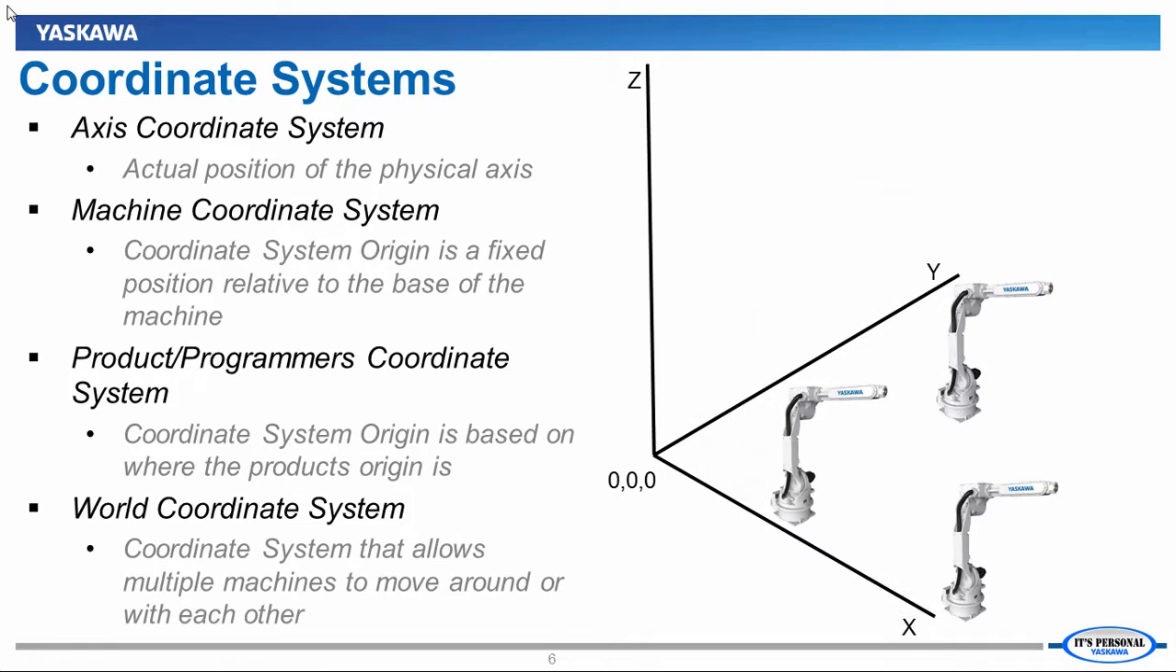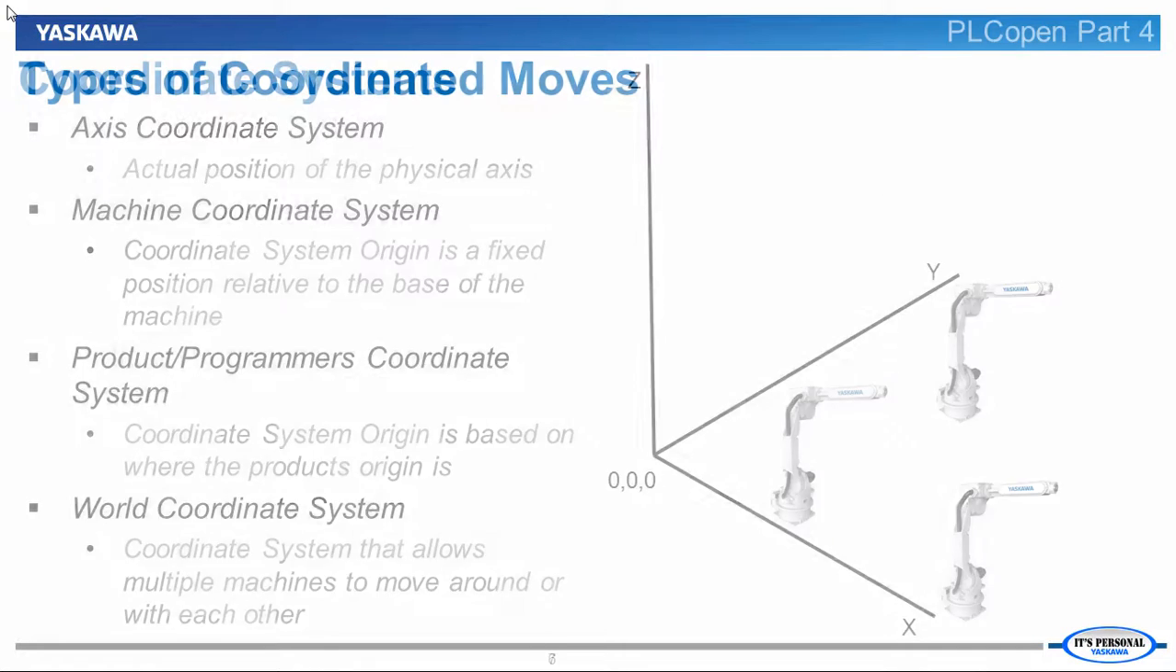The fourth one is known as the world coordinate system. This system is used when multiple machines need to work with each other. This allows machines to pass or move parts to other machines.